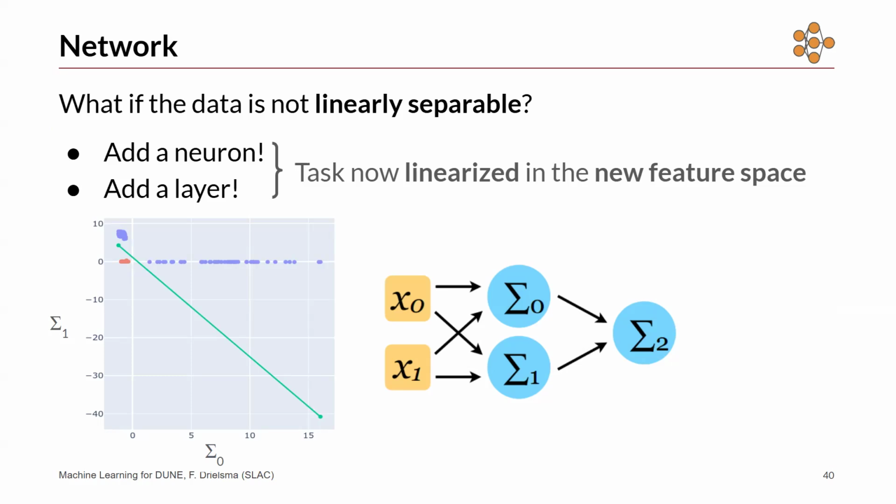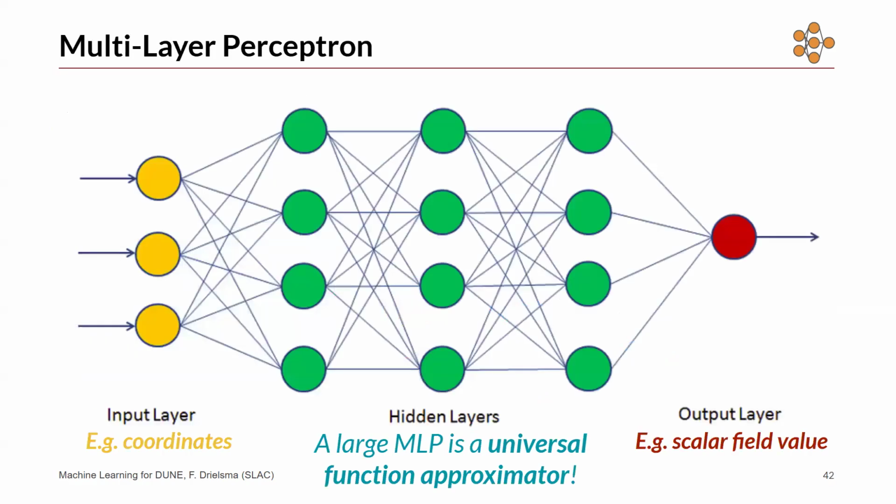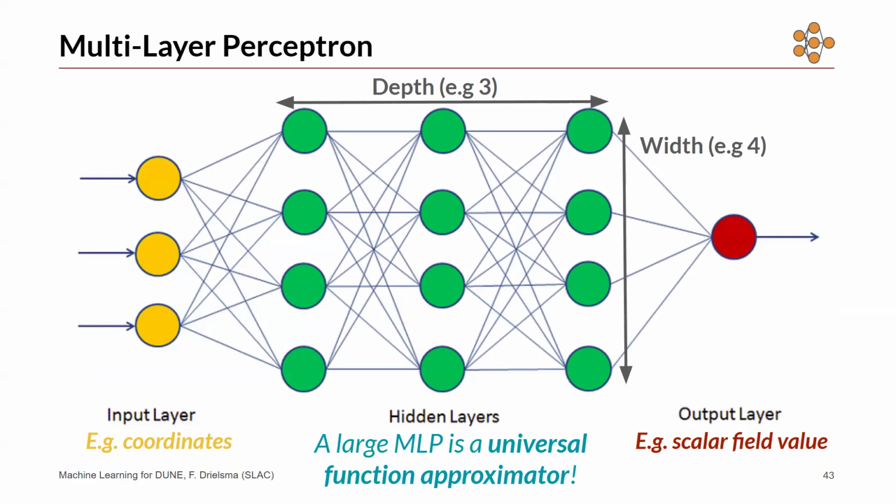And so you can see where I'm going with this. This is called a multi-layer perceptron, and you can just keep adding more neurons in there. And the more neurons you add in your neural network, the more complex a task it can perform. And as it turns out, if you make a multi-layer perceptron big enough, it can be a universal function approximator. So it can approximate any kind of function you can think of if you make it big enough.